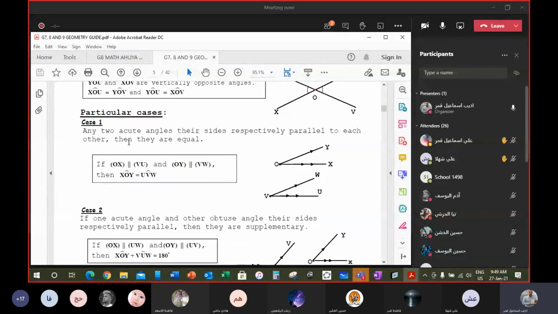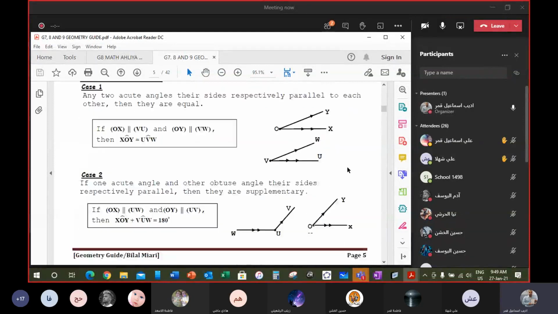Particular cases, any two acute angles, their sides respectively parallel to each other, then they are equal. You should write this one down well. Any two acute angles, their sides are respectively parallel, then these two acute angles are equal. OX is parallel to VU and OY is parallel to VW, so these two acute angles are equal because their sides are respectively parallel.